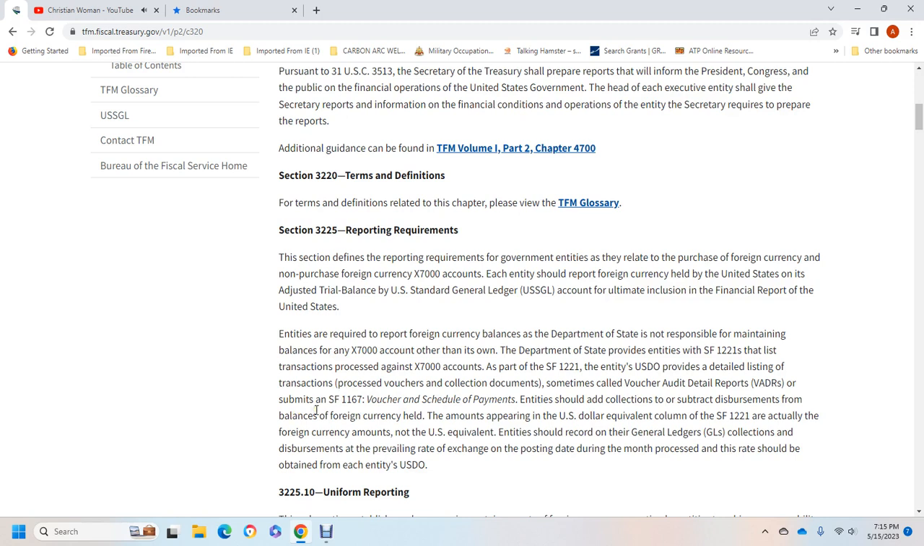with the appropriate amount appearing in the U.S. dollar equivalent column of the same form, with the foreign currency amount and the U.S. equivalent. Individuals should record in the general ledgers the collection and the disbursement at the prevailing rate of exchange of the post, starting with the month processed. The rate should be obtained from any USDO.